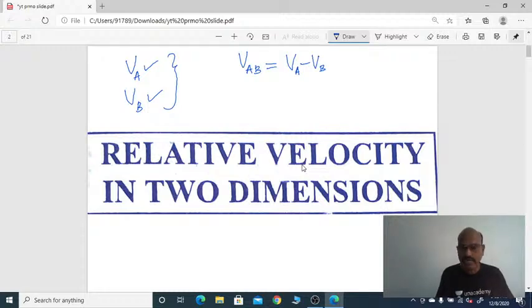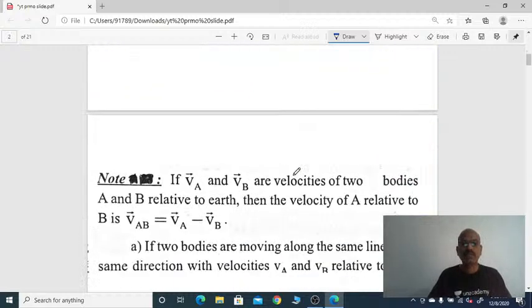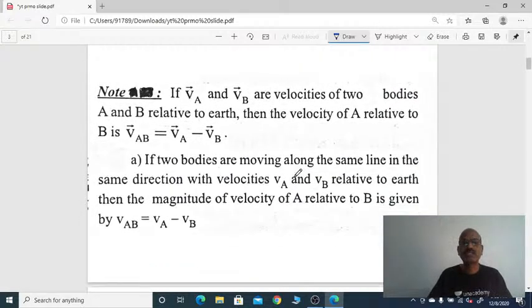If the two bodies move in the same direction, then what is the relative velocity? If the two bodies move in opposite direction, or moving towards each other or moving away from each other, what is the relative velocity? Right? So we are going to discuss that, an important problem. Let us see the first concept.